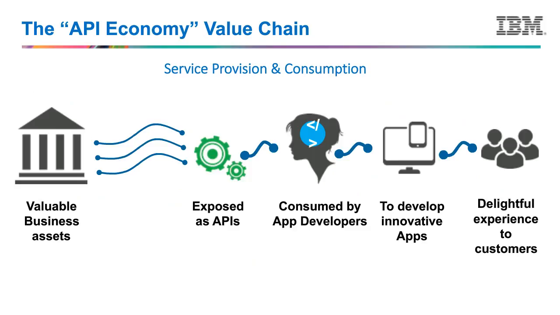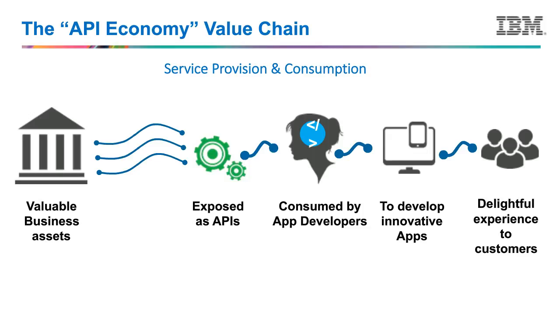So APIs are the key to making a good, strong next-generation user experience, and in particular mobile experience. And it's on the basis of what we call the API economy value chain. It's pretty simple. Most financial organizations and their partners have valuable business assets. They may be data, it may be financial services, transaction capabilities, might be other kinds of functions that are surfaced and made available to other developers.